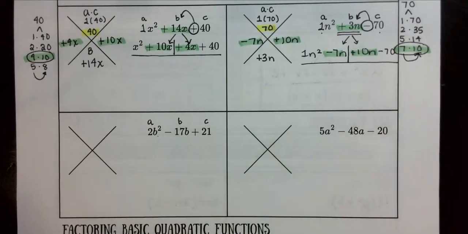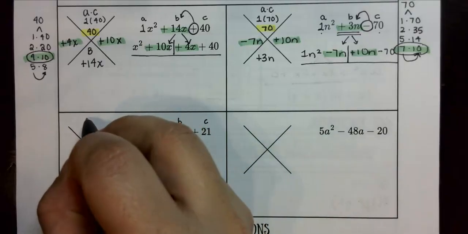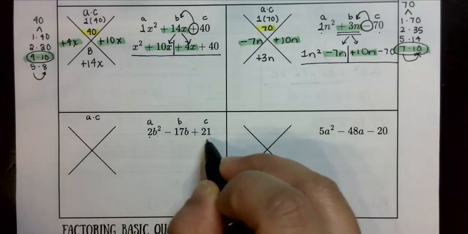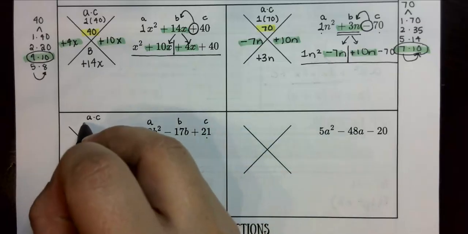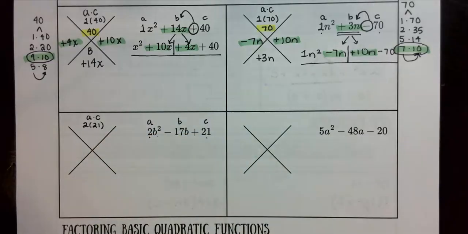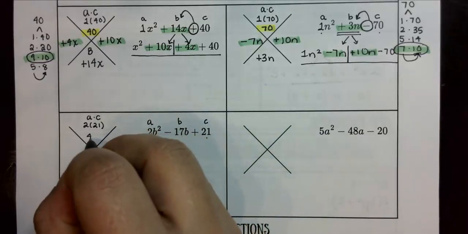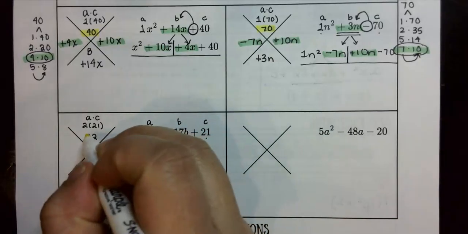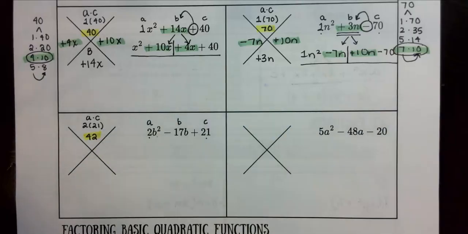So they tell us to multiply A and C. I'm going to put that up here, A times C. Our A is 2, our C is 21, so we're going to say 2 times 21. If you multiply those 2 numbers, we get 42. So 42 is the number we're going to use to list all the factors. 42 is not that big of a number, so hopefully it shouldn't take us very long.